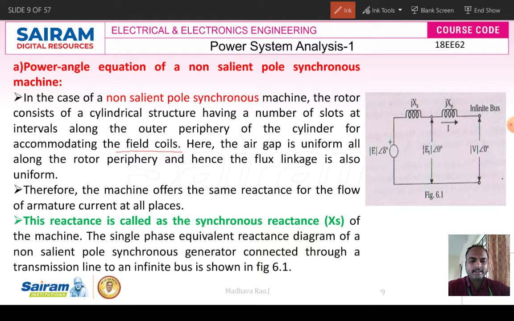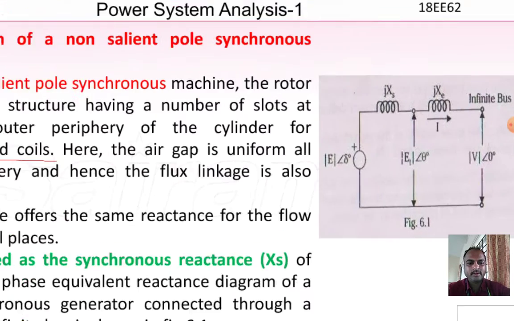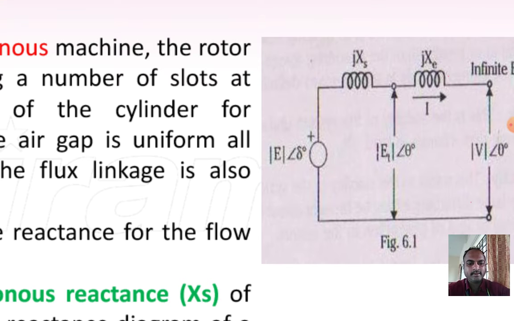So, we are considering the synchronous reactance of the machine. The single phase sequence reactance diagram is as shown in this figure. So, the non-salient pole type synchronous machine reactance diagram is as shown in this figure. Here, E is the induced voltage from the alternator or synchronous generator, Xs is the synchronous stator reactance, Xe is the transmission line reactance, and V is the voltage at the terminals.